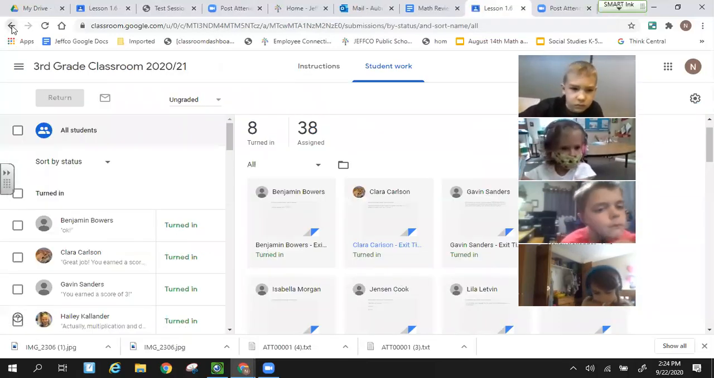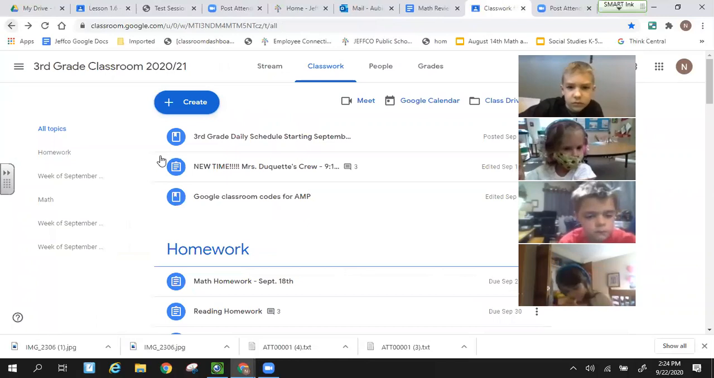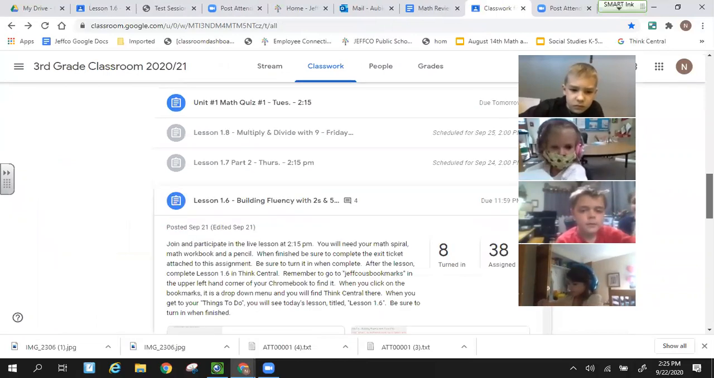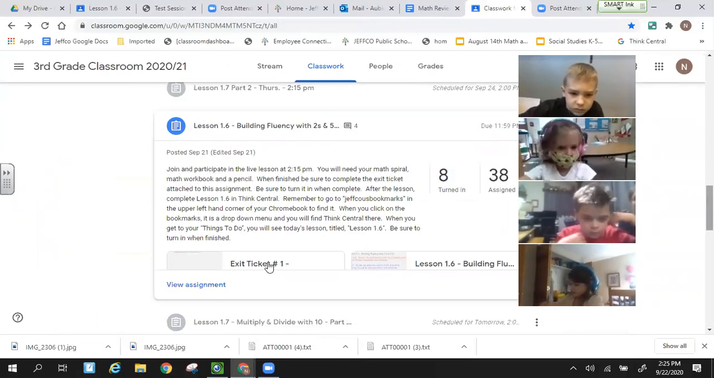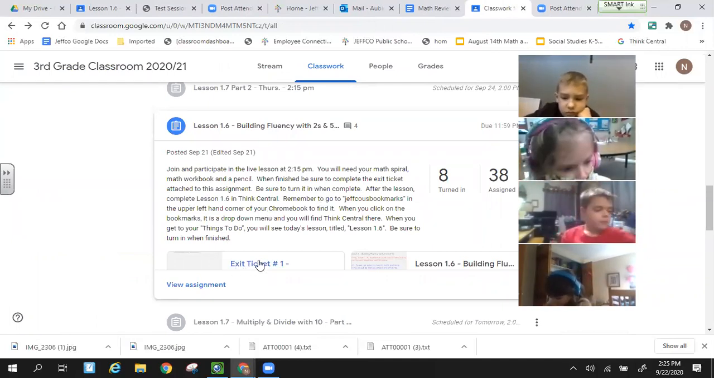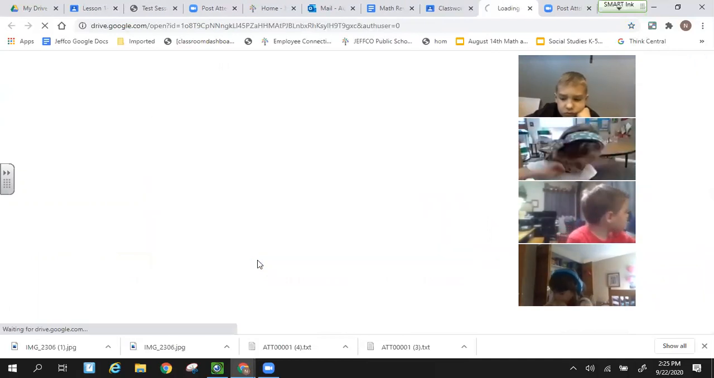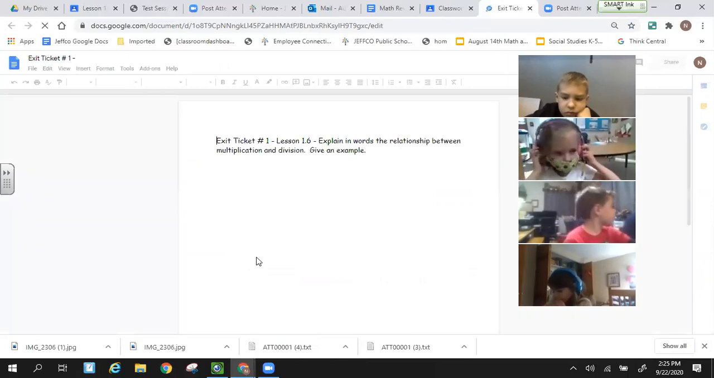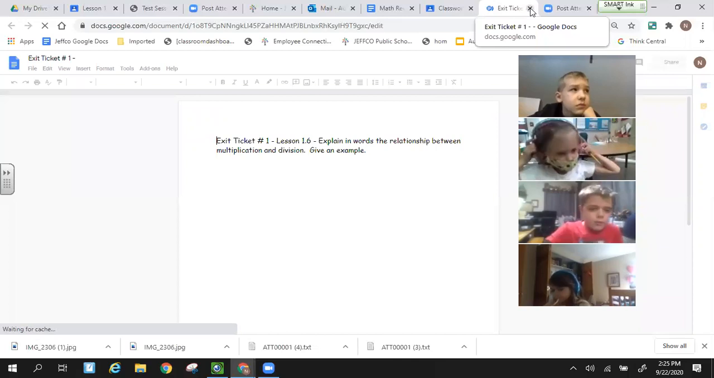On Google Classroom, when you go to the assignment under math, here's where that exit ticket was. It says exit ticket number 1, and the directions are here. It'll tell you what to do. And you just click on it. It'll take you to the exit ticket, and you type in your answer. Okay, there it is. So that's how you access your Google Doc for your exit ticket.